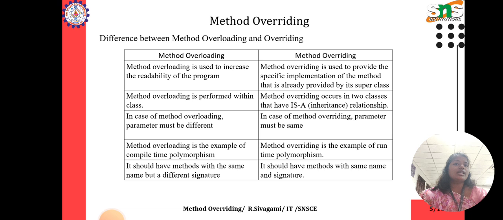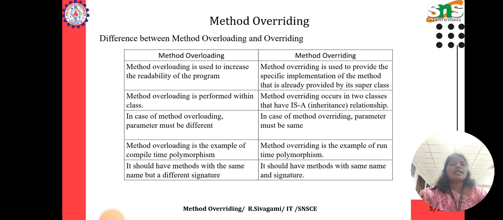Method overloading is performed within a class only. Method overriding occurs in two classes that have an is-a relationship. In the case of method overloading, the parameters must be different. In the case of method overriding, the parameters must be the same.